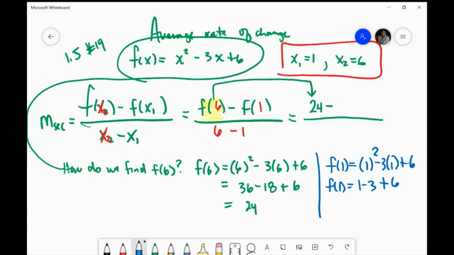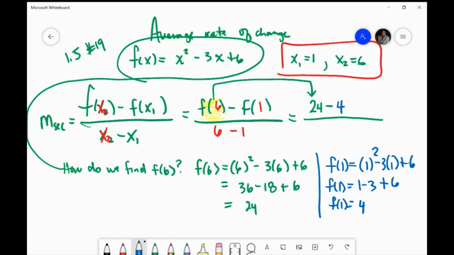What is f of 1 equal to? 3. Sure? 1 squared minus... I got 4. Oh, my bad. Yeah, 4. All right, 4. So that's going to be 4 here.